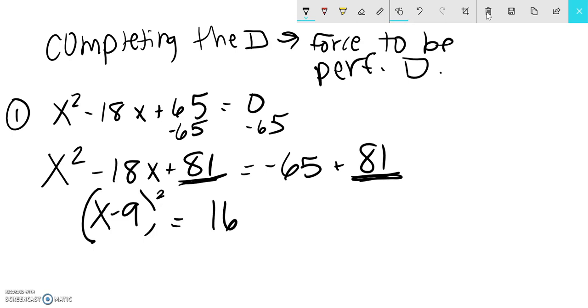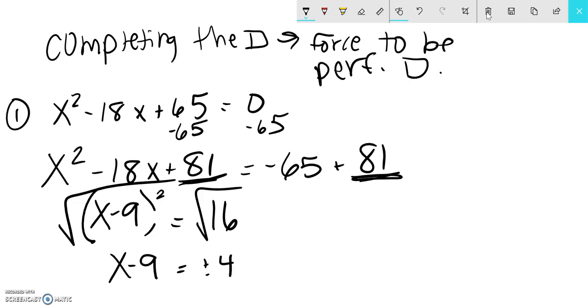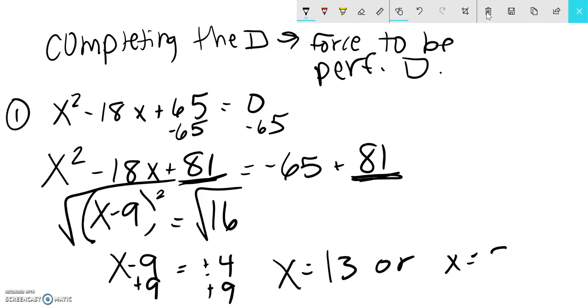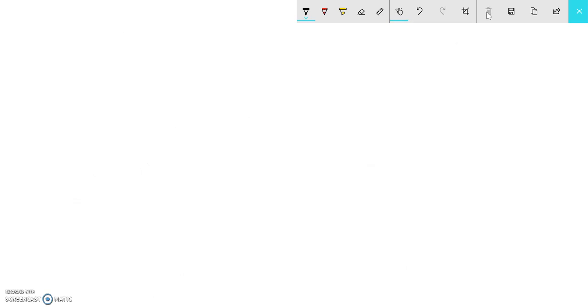Perfect. Solving for x, I'm going to take the square root on both sides. I'm left with x minus 9 equals plus or minus 4. So now we can solve for x. I add 9 to both sides. So x has to be 9 plus 4, which would be 13, or 9 minus 4, which would be 5. Okay, let's try another one.